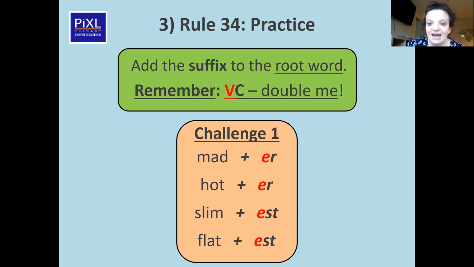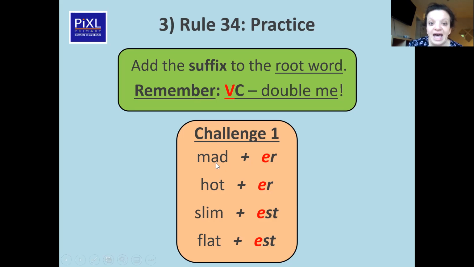Okay, next one, have a go at this. We need to make mad and hot and slim and fat, flat, add er and est. Off you go. Okay, well done. And again, we've got our lonely vowels in each of them. So have a little check, have a little go, pause if you need to.